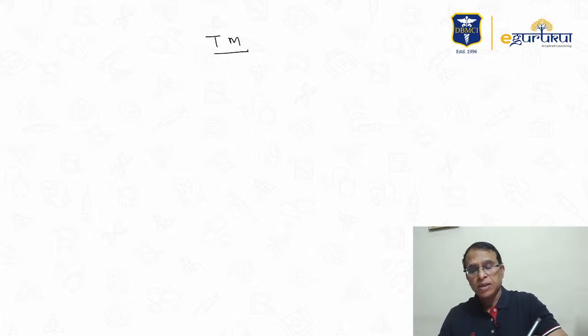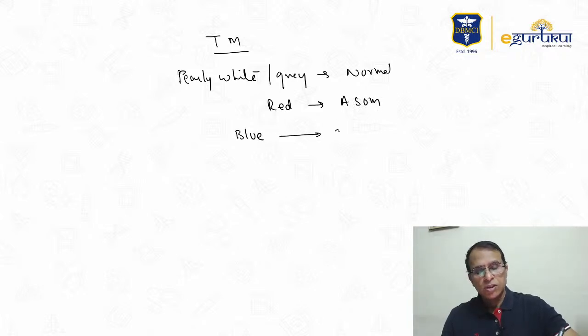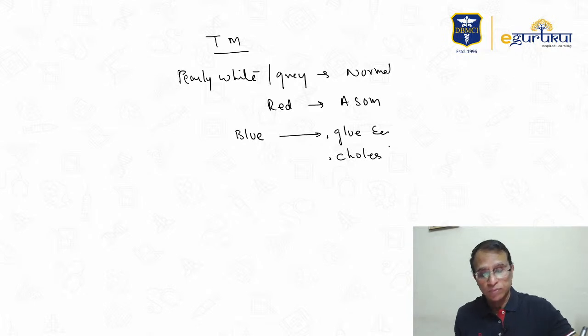Now tympanic membrane color: pearly white, some books say gray, is a normal tympanic membrane. Okay. Red is ASOM. Blue is glue ear, as well as, this is very important, cholesterol granuloma.